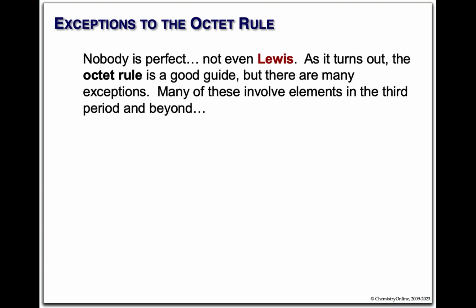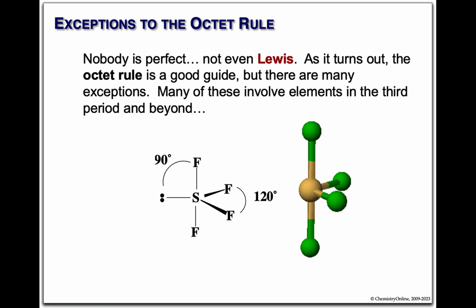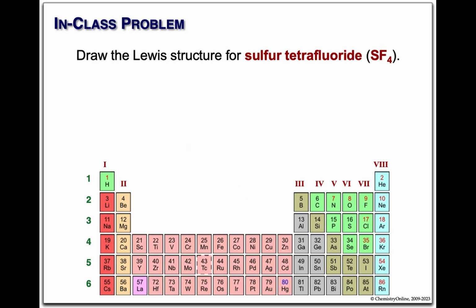All right. Nobody's perfect, not even Lewis. An example: Lewis said everything needs 8, right? This is SF4. It's a real compound. Let's look at it. It has 2, 4, 6, 8, 10 electrons surrounding it. This is called valence expansion, and let's see where this comes from.